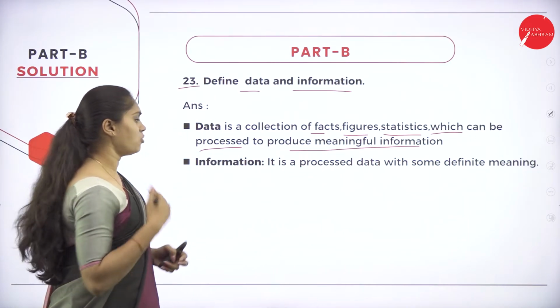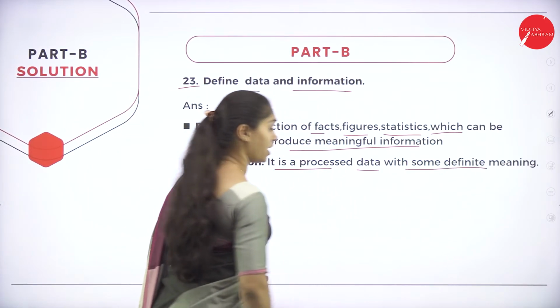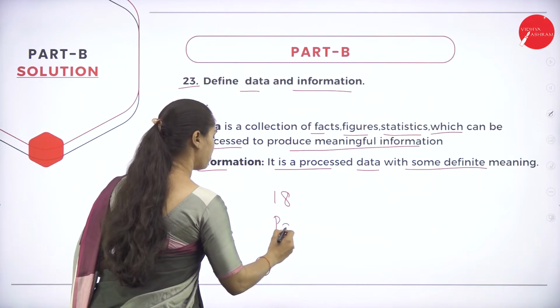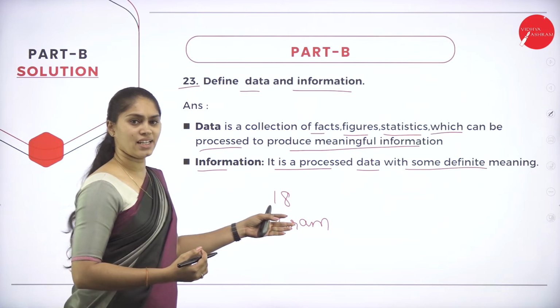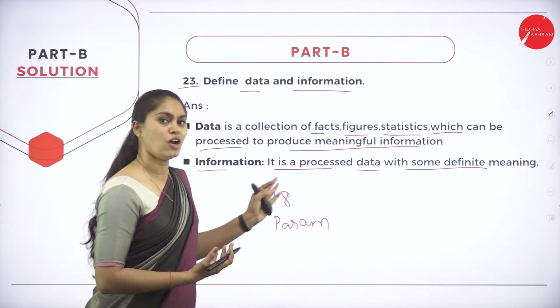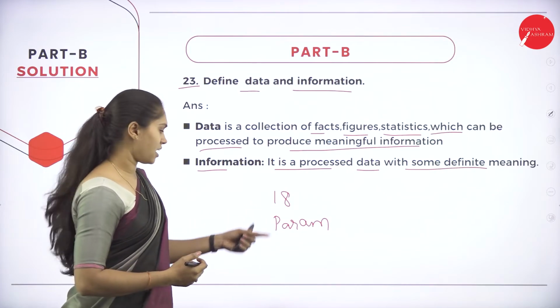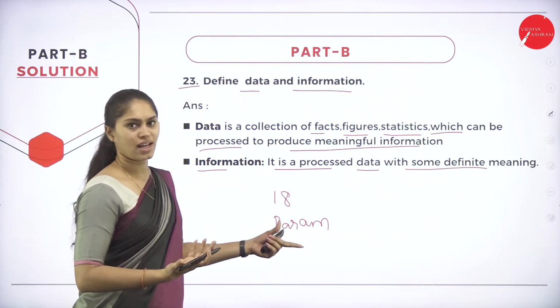So then, what is information? It is processed data with some definite meaning. For example, if I write 18 or if I write Param, there is no meaning. What is this 18? Whether it is the date of birth, or the age, or a door number, I couldn't understand anything. What is this Param? Is it a system name or a boy's name? That we don't know.